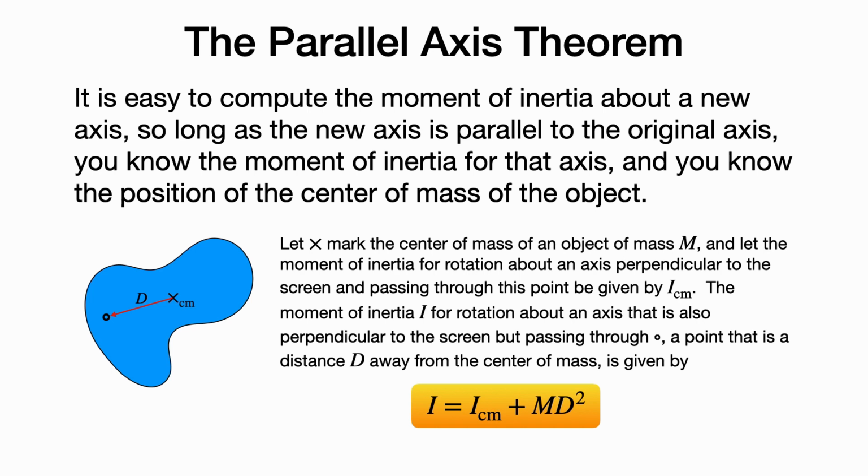The moment of inertia I for rotation about an axis that is also perpendicular to the screen but passing through a different point, this time labeled by the circle, a point that is a distance d away from the center of mass, is going to be given by what is called the parallel axis theorem, which says that this moment of inertia is equal to the moment of inertia through the center of mass plus m times the square of this displacement away from the center of mass.